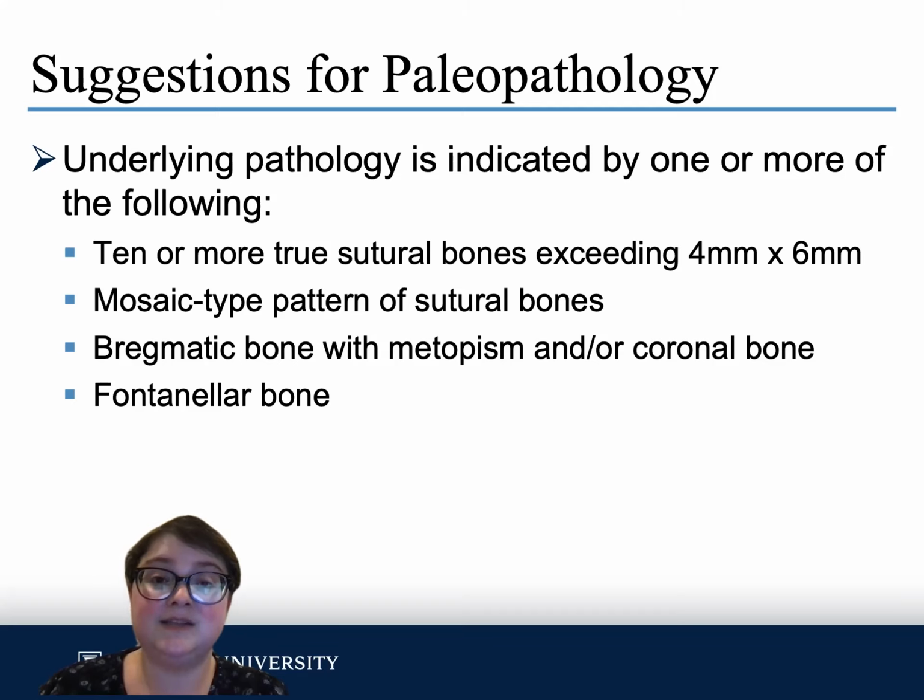When generating a list of conditions for the differential diagnosis, keep in mind that 10 or more sutural bones or sutural bones in a mosaic type pattern will likely be noted as multiple Wormian bones or simply Wormian bones in the medical literature. Conditions associated with Bregmatic or Fontanellar bones will most easily be found by searching for early or delayed closure of the anterior fontanelle.